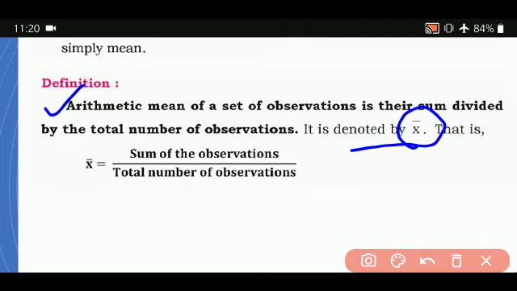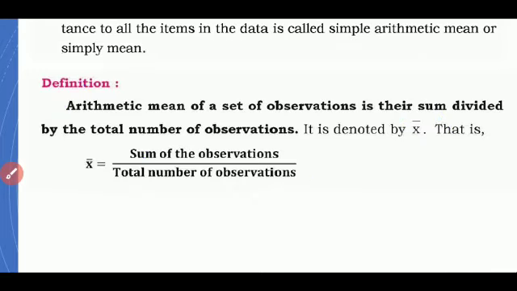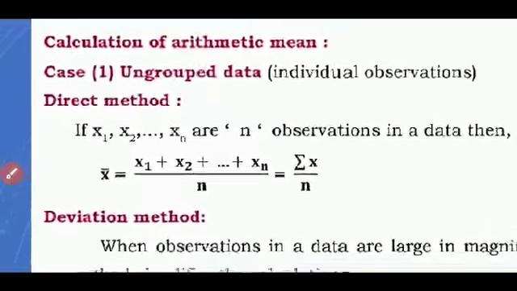denoted by x bar. Remember, every type of average has some notation. Mean we denote by x bar, median by M, mode by Z, harmonic mean by HM, geometric mean by GM. So what is this formula here? X bar is equal to the sum of the observations divided by the total number of observations. You have done this so many times, but you don't remember that you have done this arithmetic mean only. It's very simple and very easy to understand. We will see the formulas.